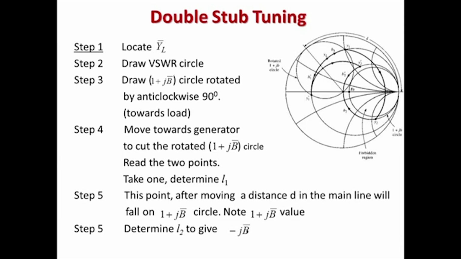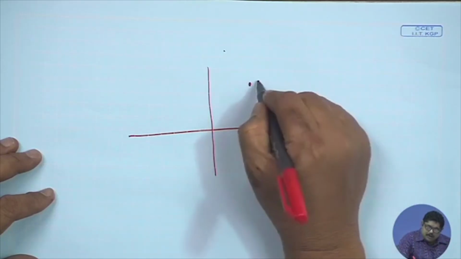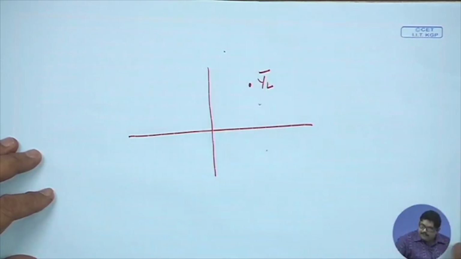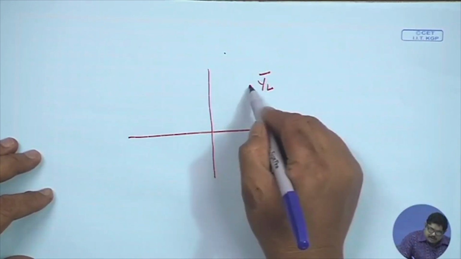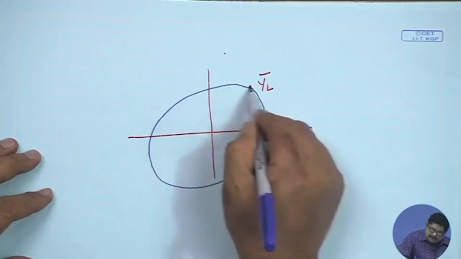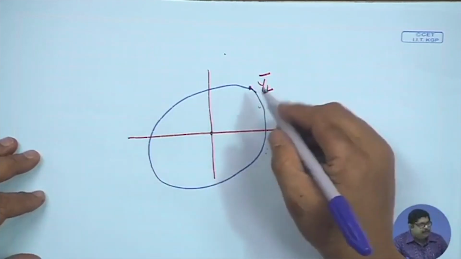With this you see the procedure for double stub tuning. You locate your YL bar, that you are now familiar with, that is the load admittance, and draw the constant VSWR circle. So, what we do in the Smith chart, we locate, let us say this is our YL bar, then I can always draw the constant VSWR circle as a circle like this, center here.